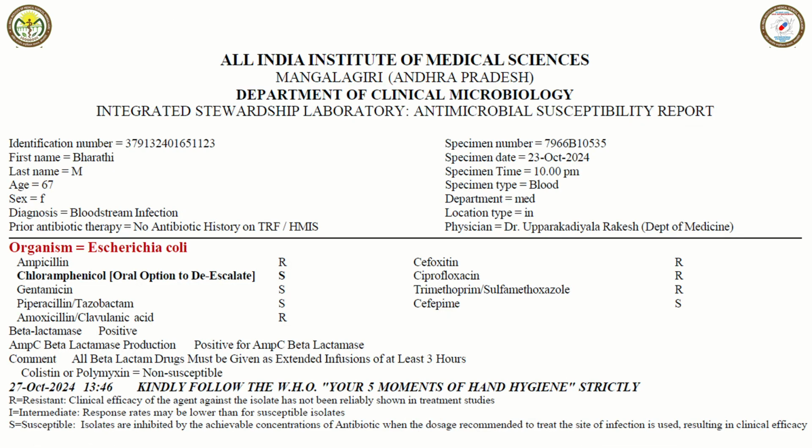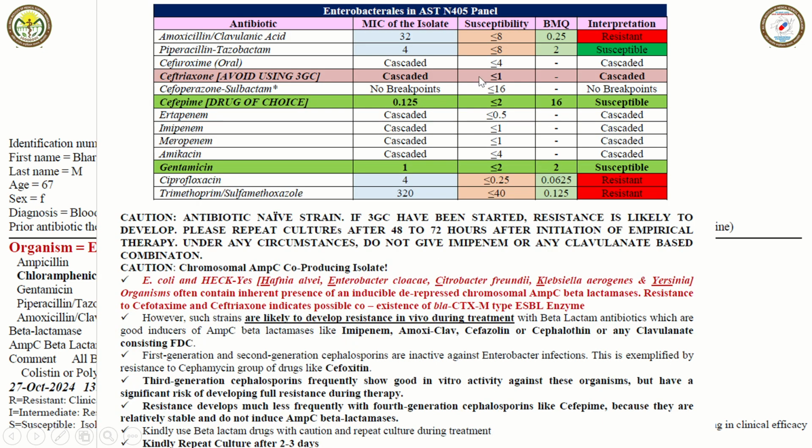Now, how do we extrapolate that? So what we do is we enter all our AST reports on HUNET. Our senior resident does that. And then let's say this is a bloodstream infection caused by an E. coli, which appears to be cefoxitin resistant, probably an AmpC, and third generation cephalosporin susceptible. Okay, so this is right. This is what we've done.